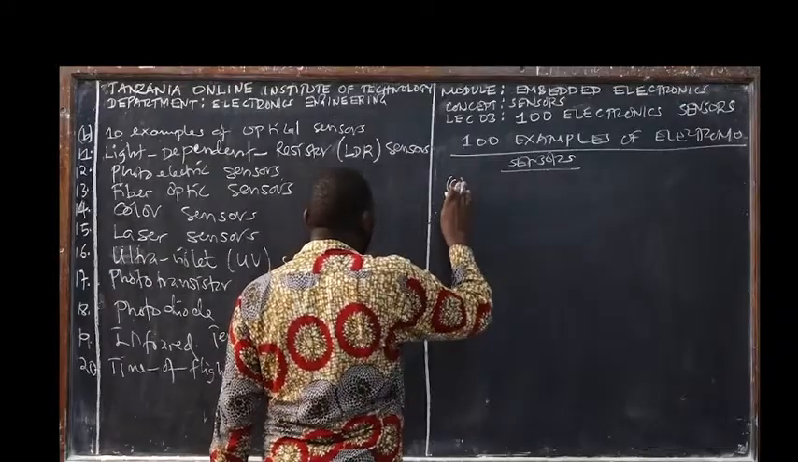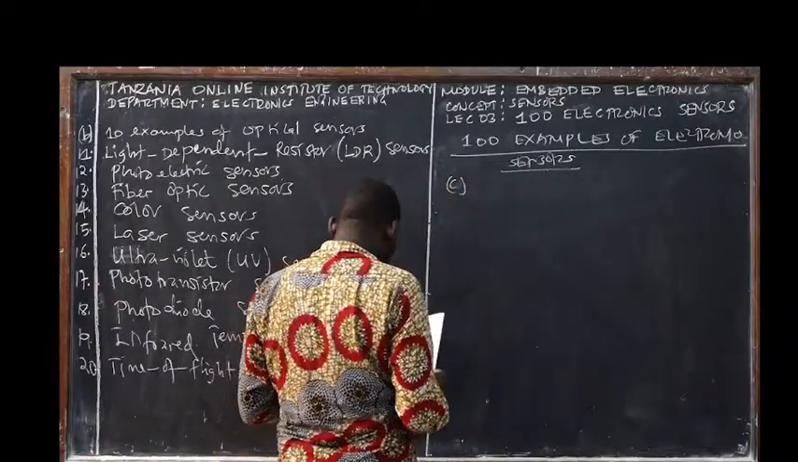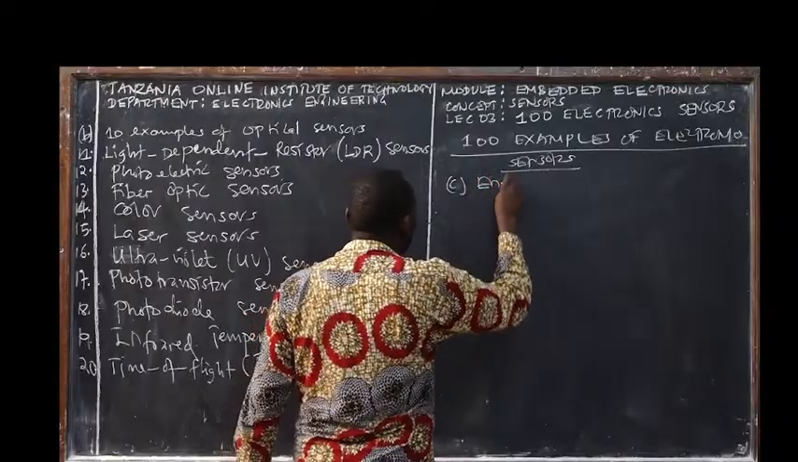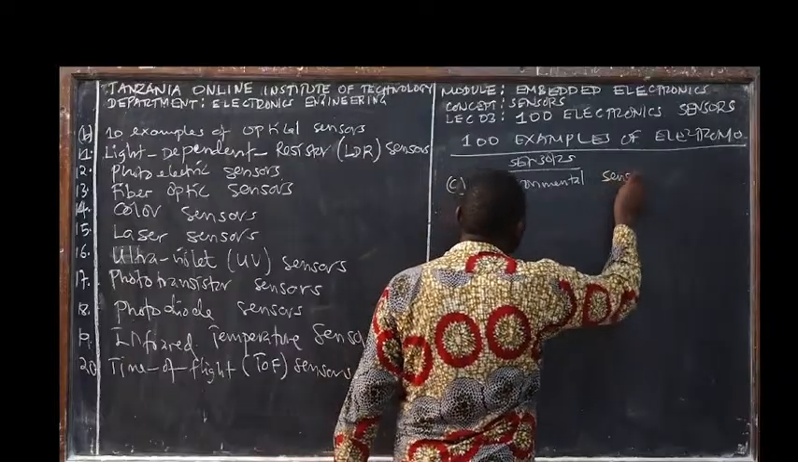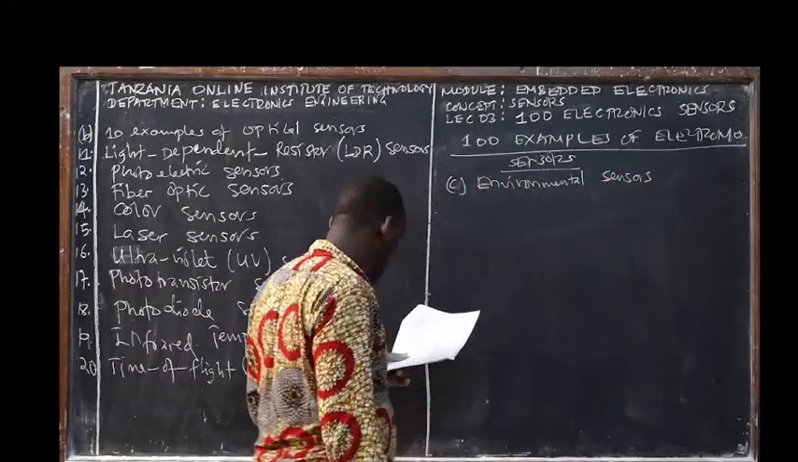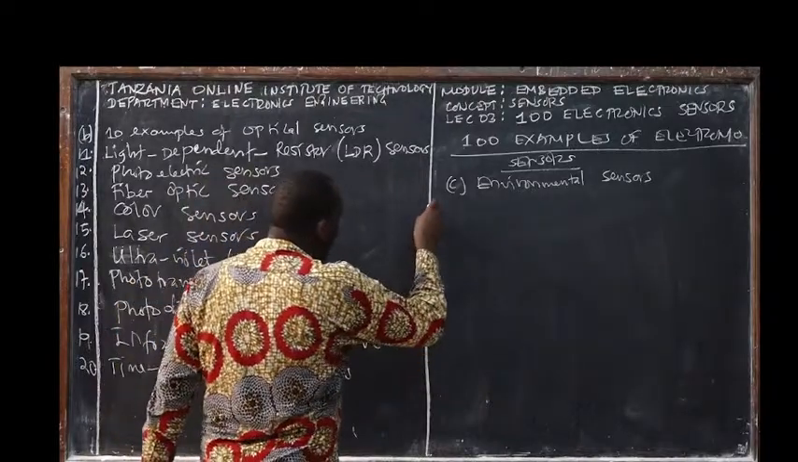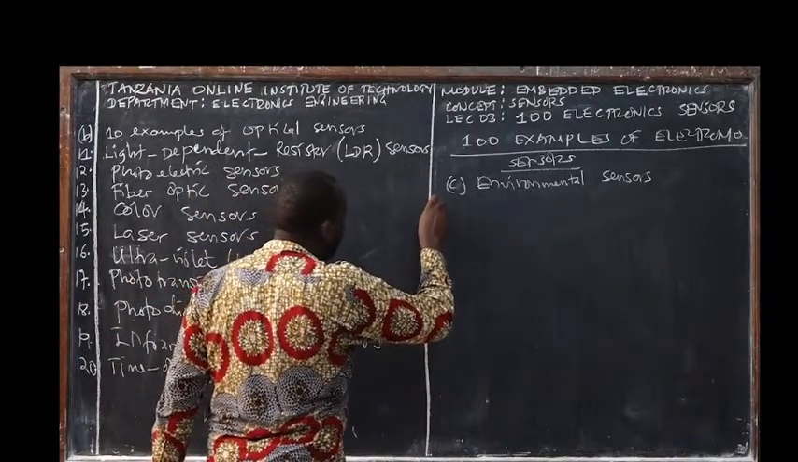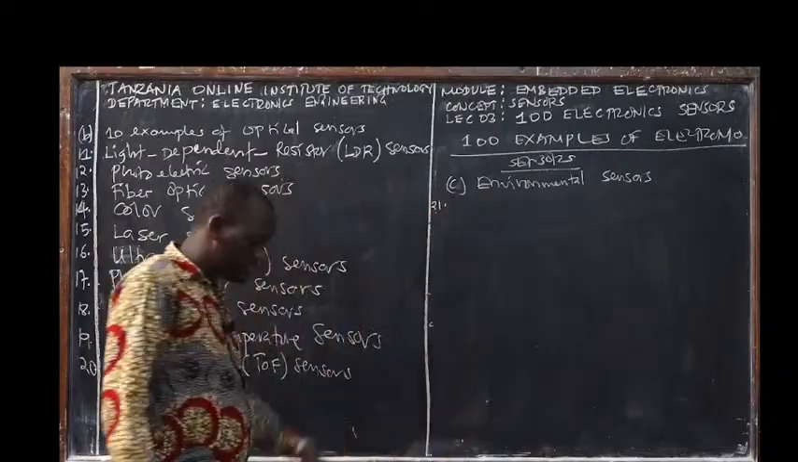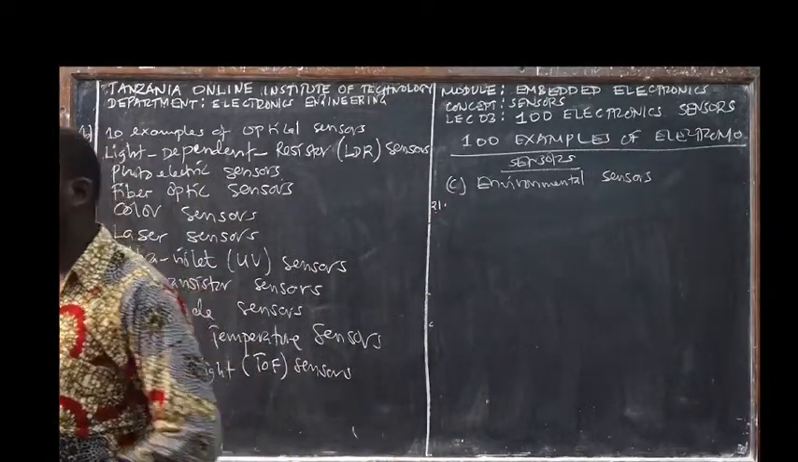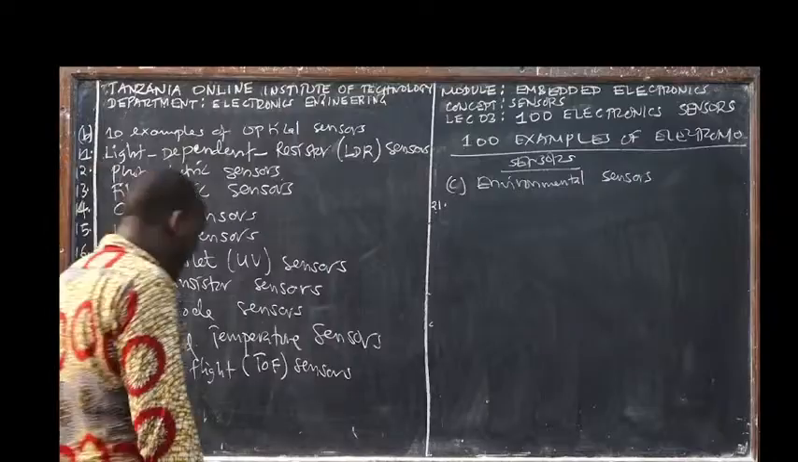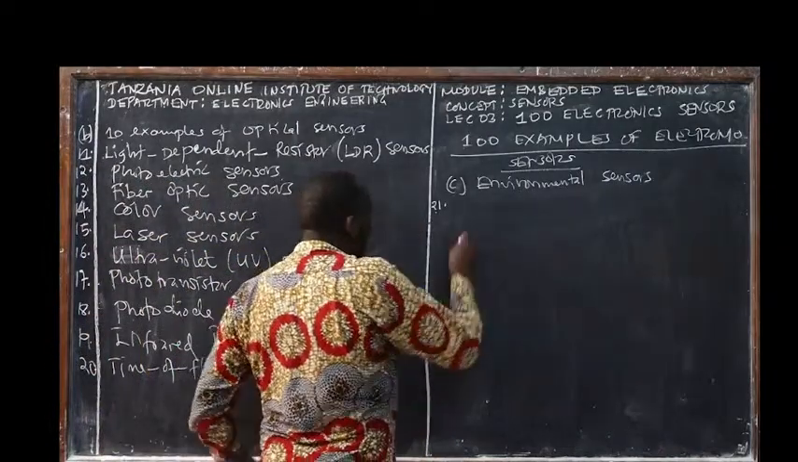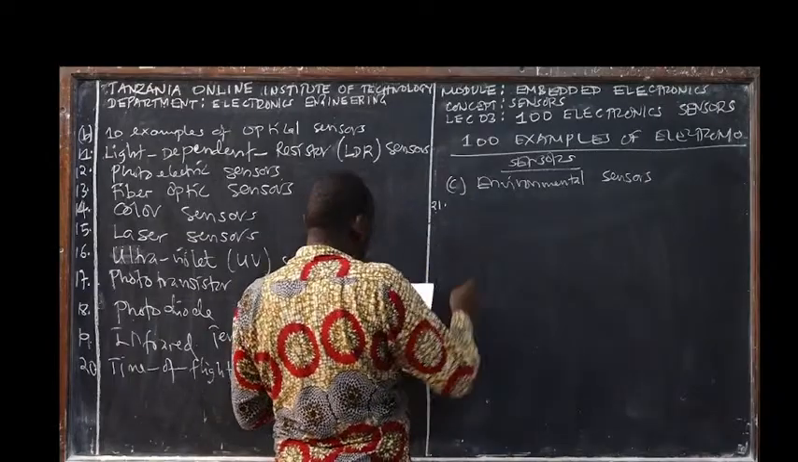Then, what is the next category? Environmental sensors, very good. Say environmental sensors. So when you talk about environmental sensors, this is number 21. Environmental sensors, we mean that these are the sensors which detect and measure environmental change. Okay? So the first one, 21, is called the gas sensor. Say gas sensor.